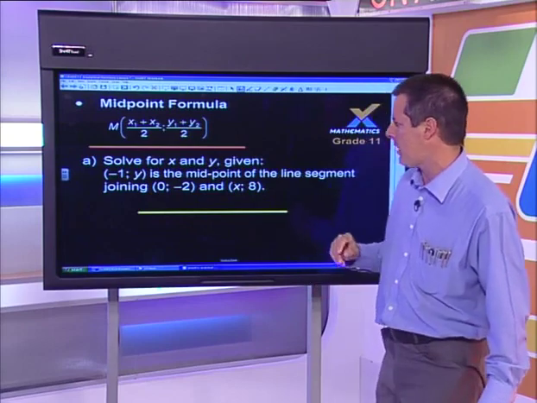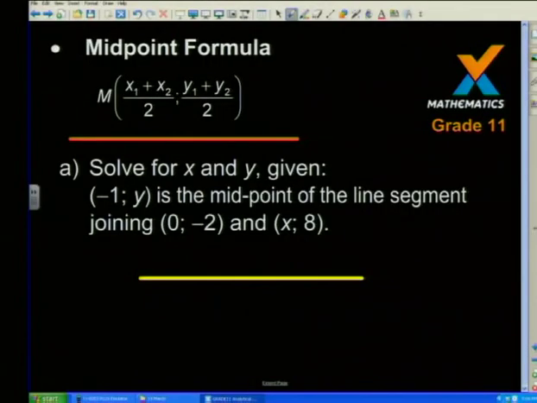My first question for the evening says, solve for x and y if you are given a coordinate -1, y, which is the midpoint. So think carefully, you're given part of the midpoint and the y value is missing of the midpoint, and it's the midpoint of the line segment 0, negative 2 and x, 8.